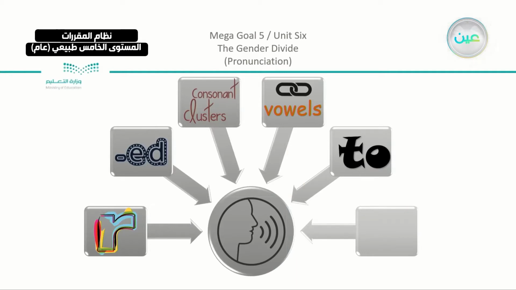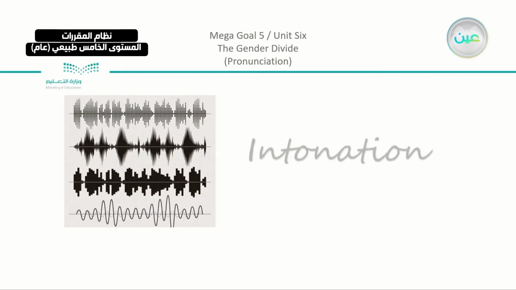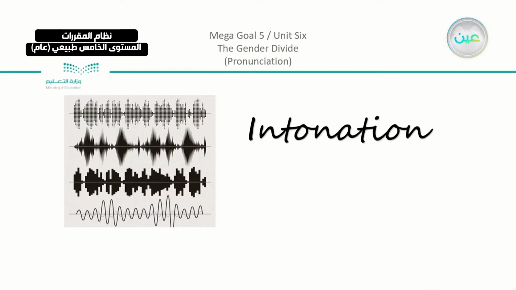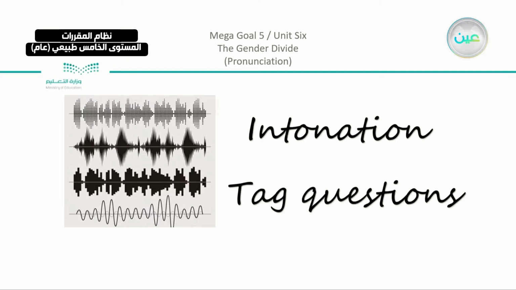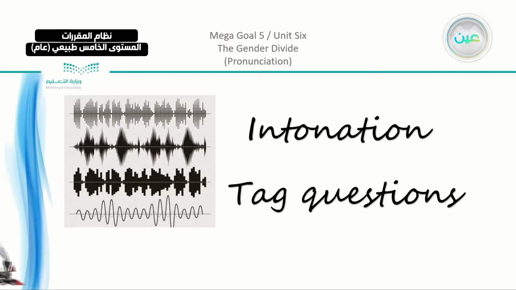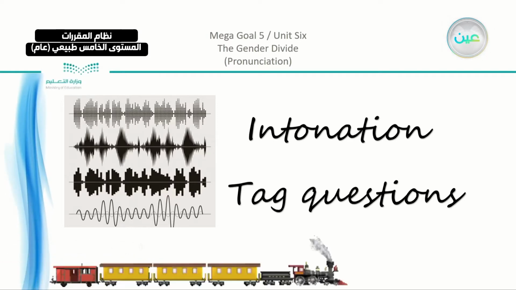We started with the letter R, we had the ED, then consonant clusters, and linking vowels. At the end we completed our previous lesson with how to add a tone into your speaking, and specifically this tone, which we call intonation, was connected to tag questions. You can also connect and link your words together for fluency.